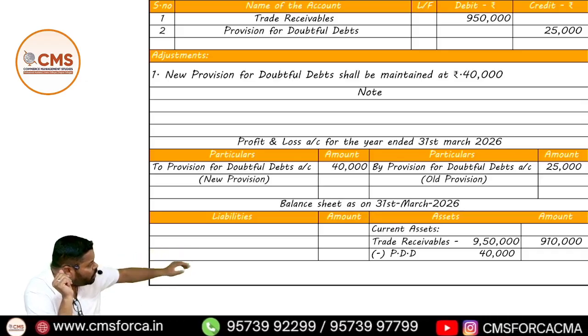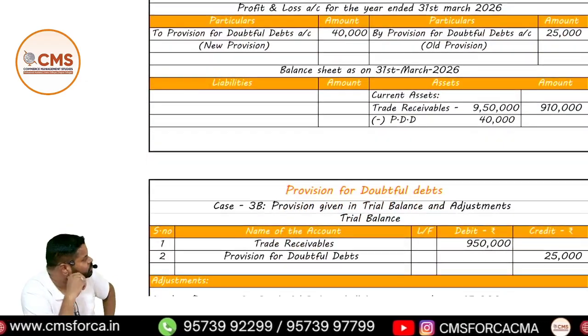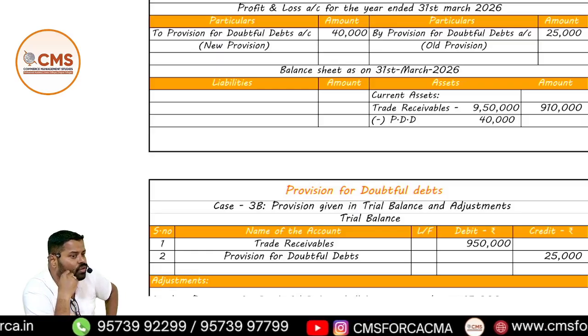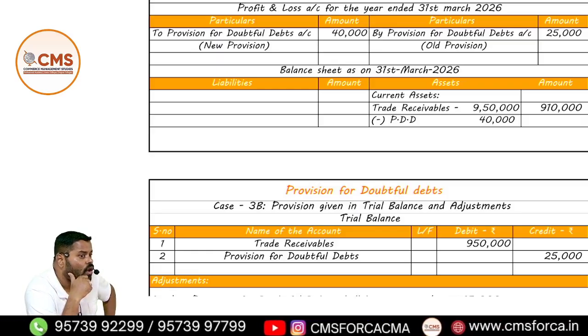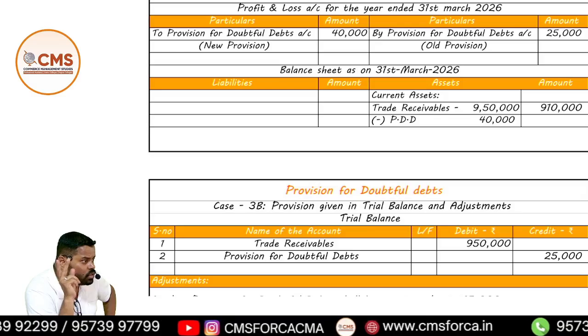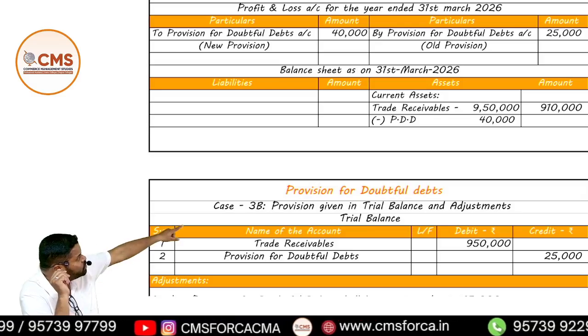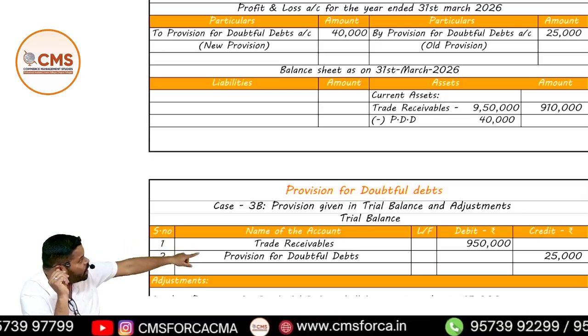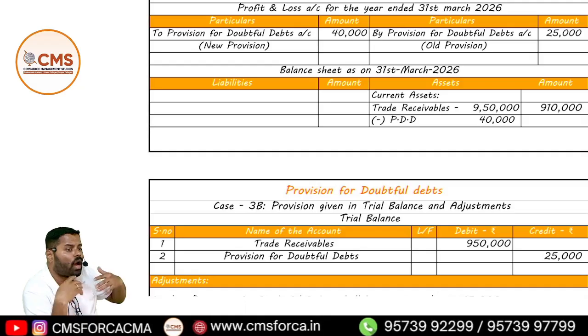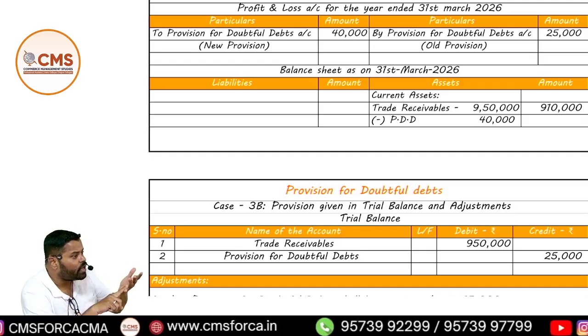And in your balance sheet, what is that you are doing? Trade receivables 9,50,000 less provision for doubtful debts. Which provision? New provision. Why? The basic rule, adjustments twice. So I wrote it once in my P&L account, and again I'm removing 40,000. Now you see that 40,000 as a separate number. How do I see that? It is 25,000 plus 15,000.